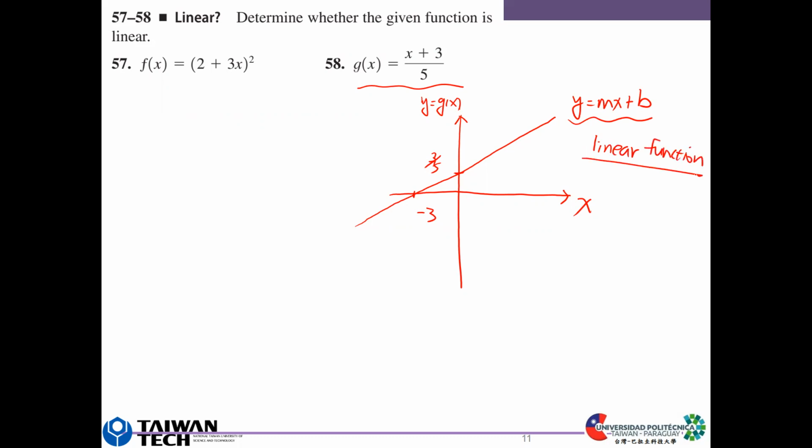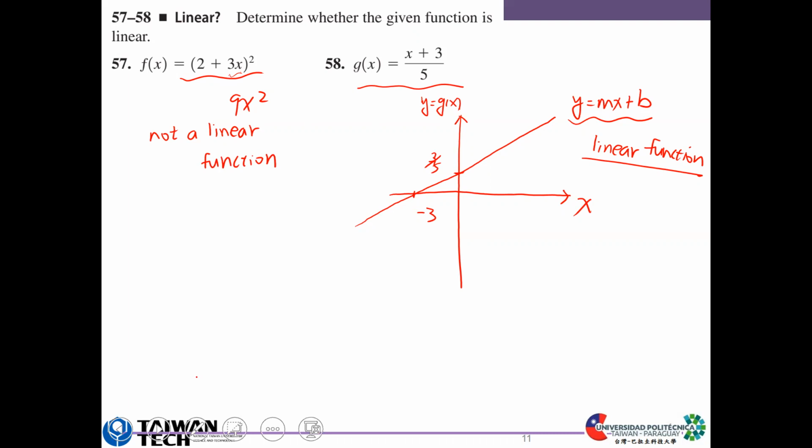Okay, and for this one, it has an s squared term here. It has 9 s squared terms, so this is not a linear function. So this is also the definition of a linear function. Okay.